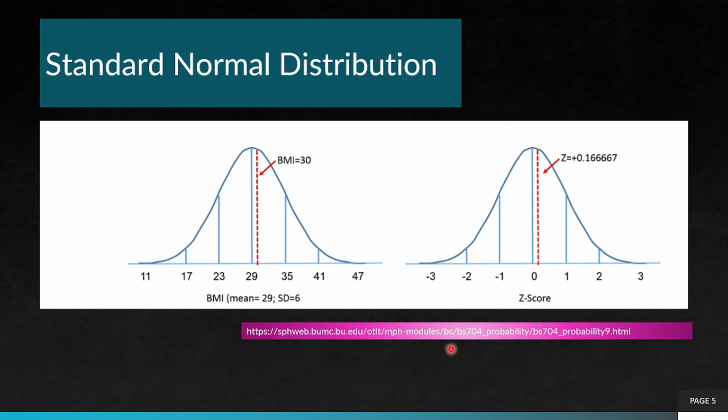So here we have the normal distribution with a mean of 29 and a standard deviation of 6, and x equal to 30. So what is the z-score? The z-score is equal to 30 minus 29 divided by 6, so 1 by 6, which is equal to 0.166667. And the acknowledgement is from this URL.